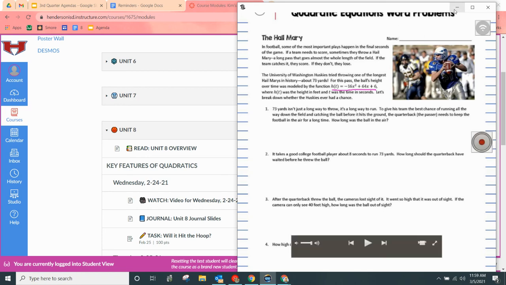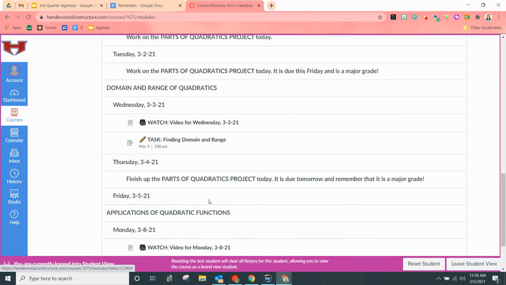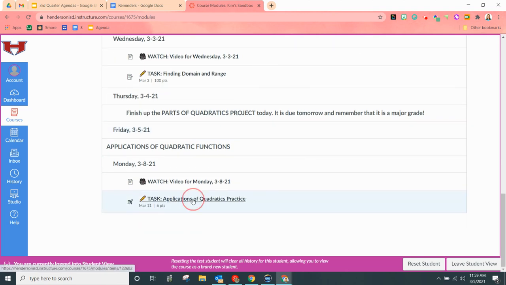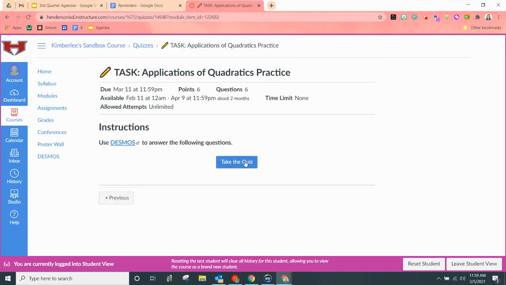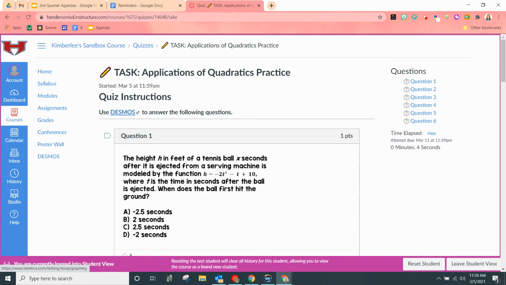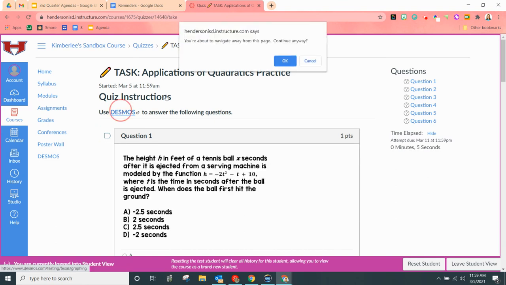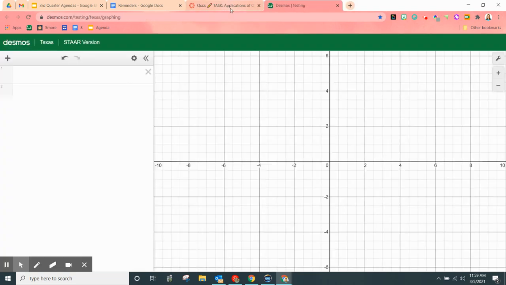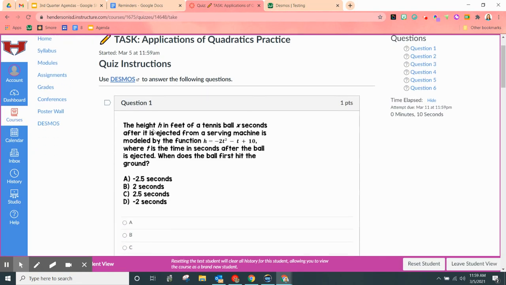And then there's the assignment that I posted in Canvas, which is just 6 problems, but very similar. So again, you're going to be utilizing Desmos, and I put use Desmos to answer these questions, okay? So then you can click that and it'll open it in a new tab for you. Get Desmos open. But then the height of a tennis ball is measured here. See, they're telling you that X is your seconds, and here's your function right here. Okay, so see if you can complete these problems.